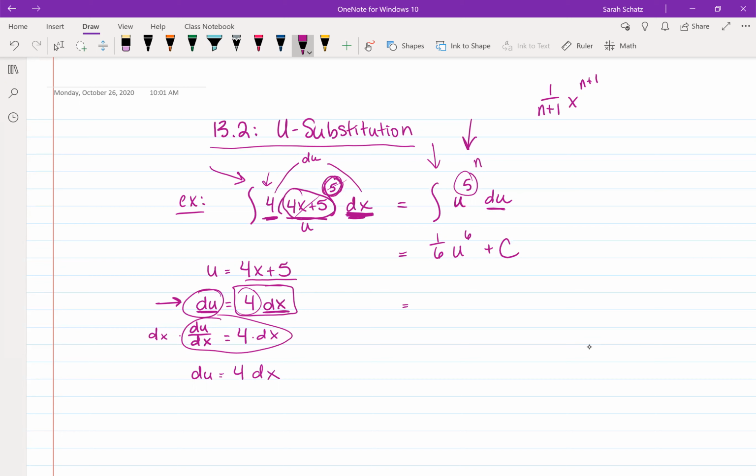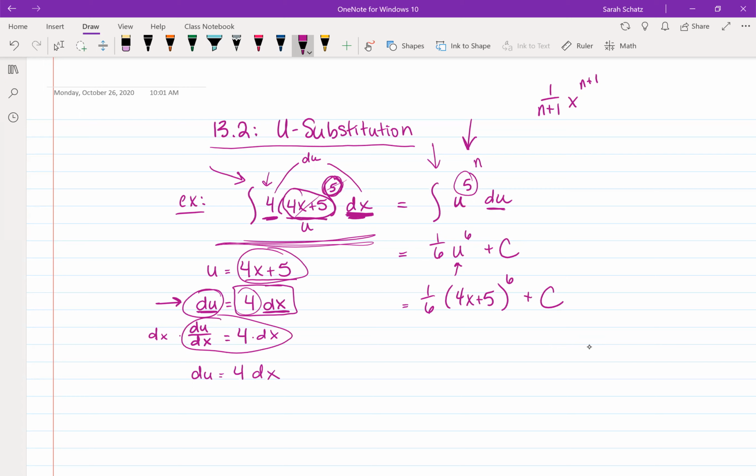And you might wonder, is that my answer? Because I was taking the antiderivative of this term with x's in it and all these other numbers. Well, now you can just sub u back in with the 4x plus 5. So as a last step, you wouldn't leave it as u. Now you put back in what u equals. I already said from the beginning that u was 4x plus 5. So this is going to be 1/6 times 4x plus 5 to the 6th plus c.